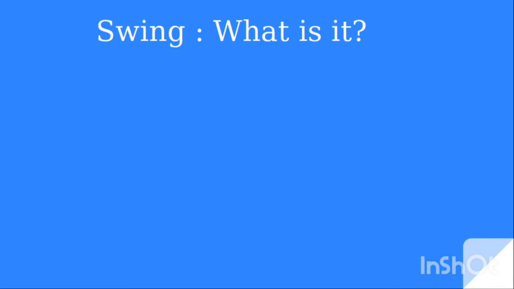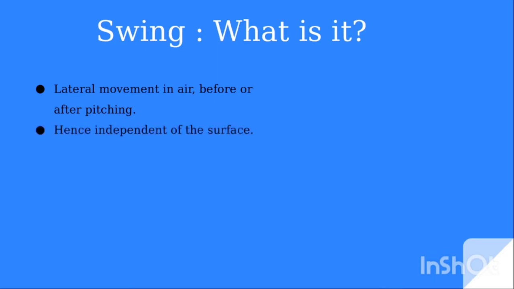Swing is the lateral movement of the cricket ball in air before or after pitching, and hence it is independent of the surface and it actually depends on the weather conditions, meaning how cloudy the day is or how humid the air is, etc. In general, there are two kinds of swing.